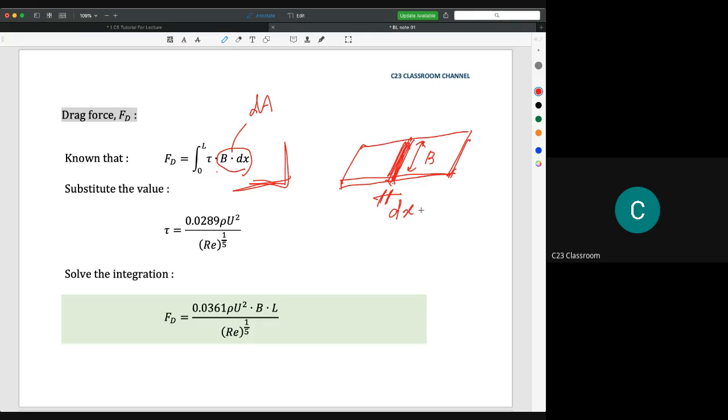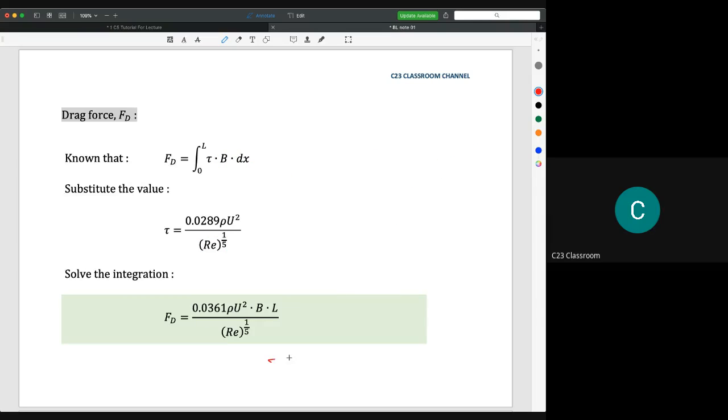Then we substitute the value of tau here. We have the B and the x, and then we integrate from 0 to x. Here, please bear in mind that the Reynolds number is rho U x over mu. So you need to expand the Reynolds number here because it has an element of x, and you need to integrate this x because we are integrating with dx here. First you expand the Reynolds number, then you integrate the terms, and finally you get this term. B will remain as a constant.